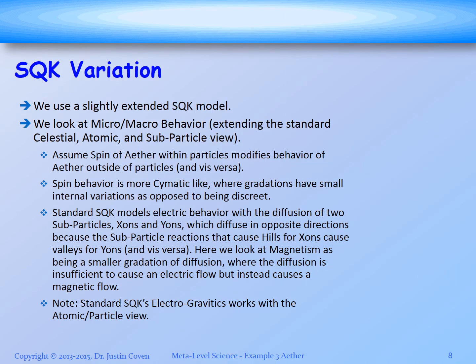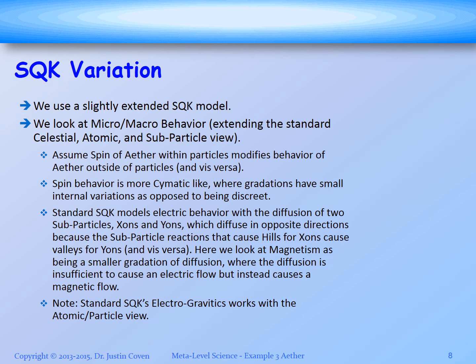Subquantum kinetics variation. We use a slightly extended subquantum kinetics model. We look at micro-macro behavior, extending the standard celestial atomic subparticle view. We assume the spin of ether within particles modifies the behavior of ether outside of particles, and vice versa. The spin behavior is more cymatic-like, where gradations have small internal variations as opposed to being discrete.